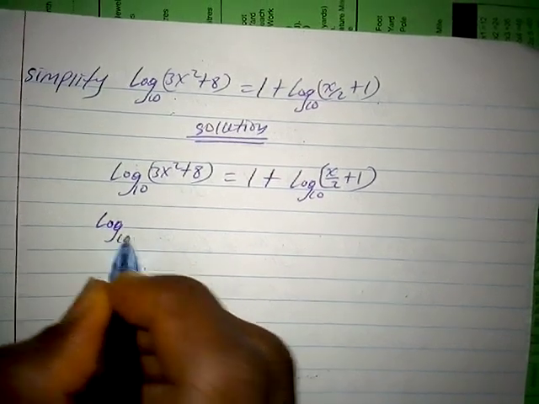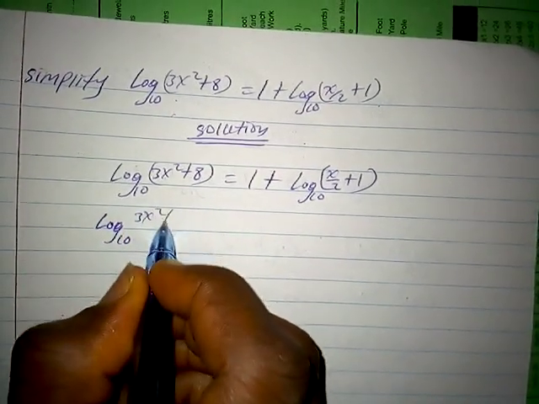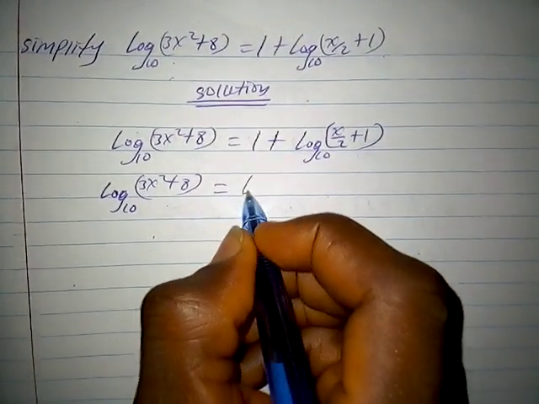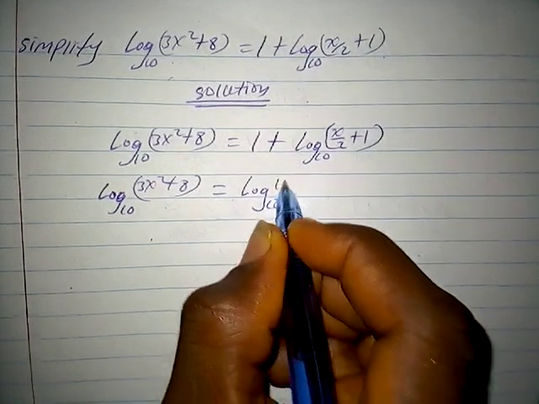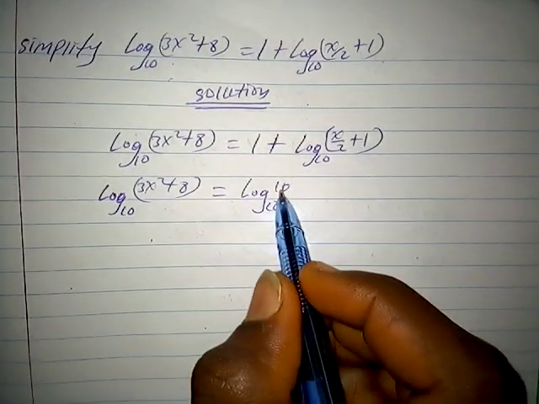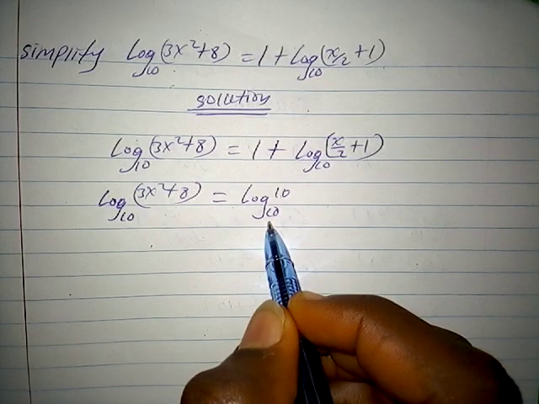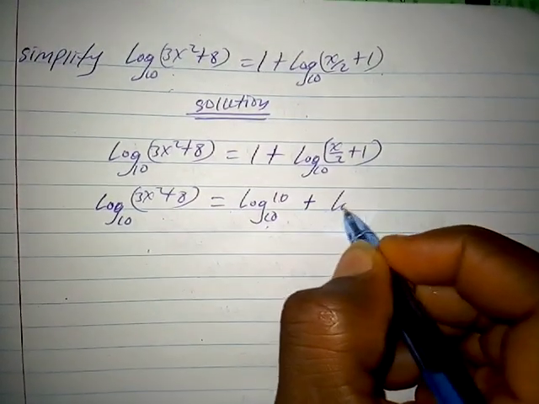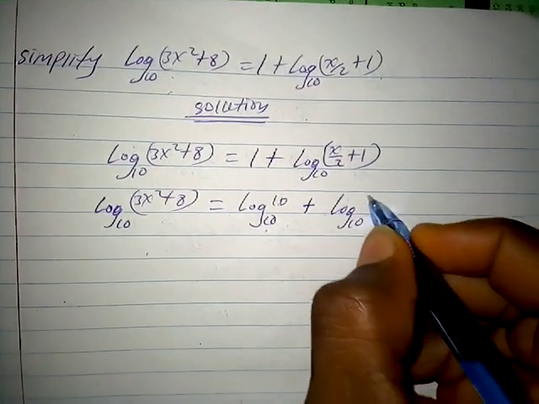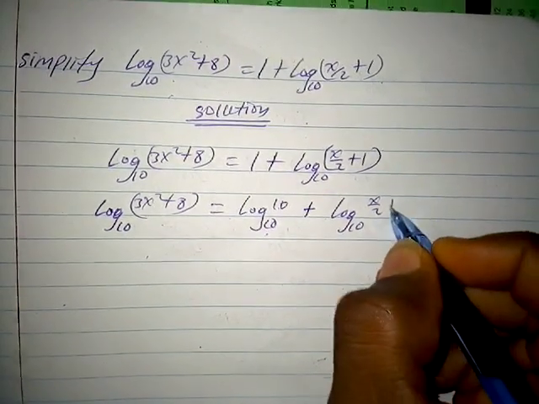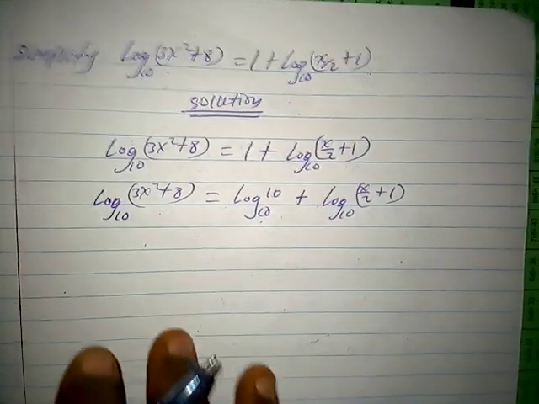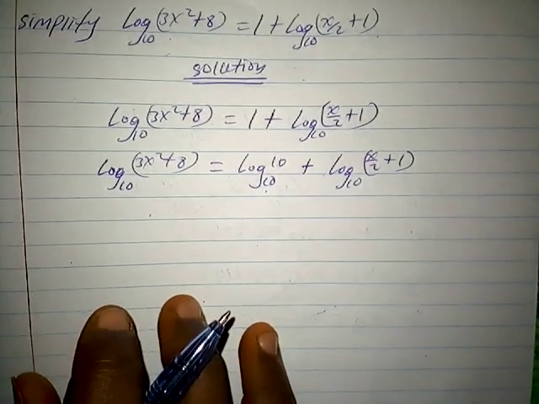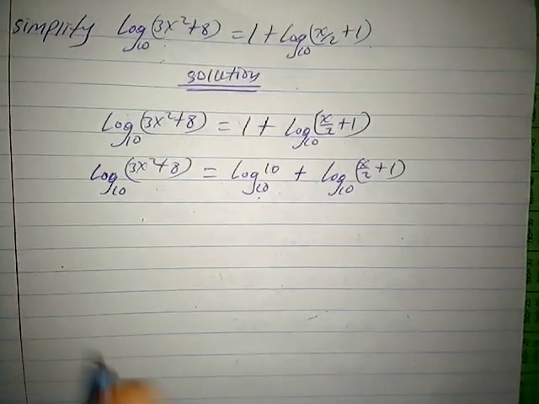So we say log base 10 of (3x squared plus 8) equals log of 10 base 10. You see, because they give us base 10, we put log of 10 base 10. That's how to remove 1 in a logarithm question. Plus log base 10 of (x upon 2 plus 1). So normally, if you see 1 in a logarithm question, remove it by introducing log.